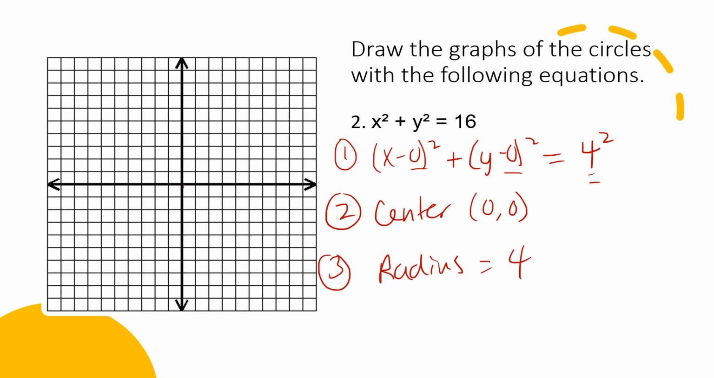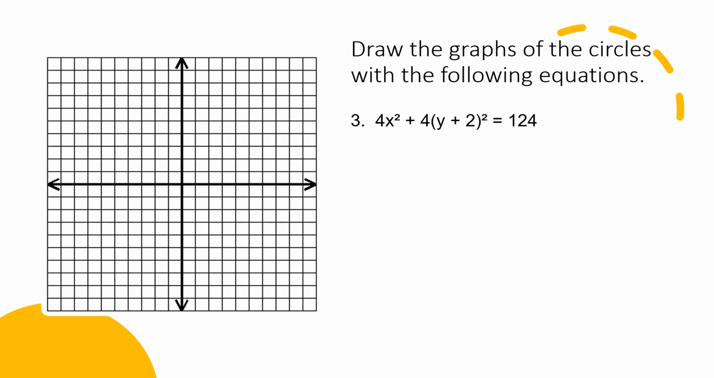So I'm going to go to the origin, 0, 0, and I'm going to go 1, 2, 3, 4 in each direction: right, left, up, and down. And then I'm going to do my best to connect. And there it is. Pretty simple, pretty straightforward when you think about it. You're like, oh, it can't be that easy. It is that easy, okay?